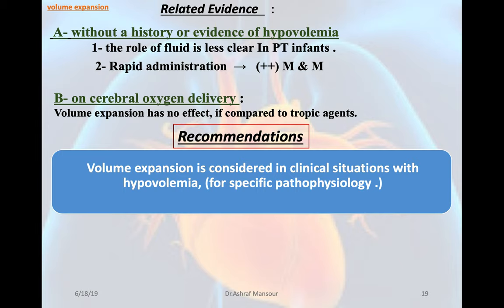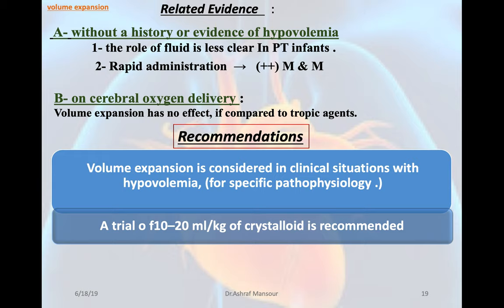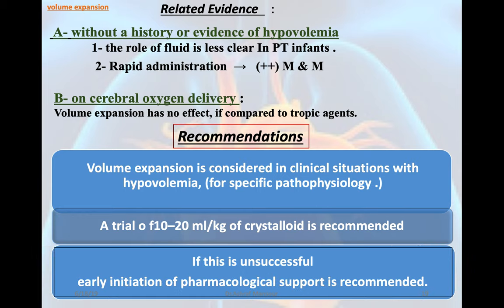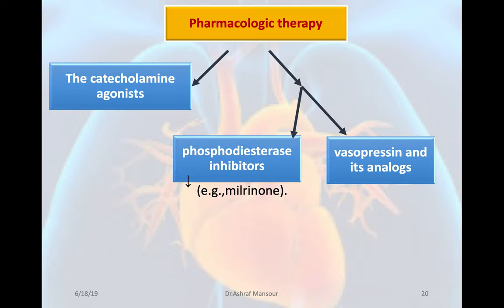Volume expansion is considered in clinical situations with hypovolemia for specific pathophysiology. A trial of 10 to 20 ml of crystalloid is recommended, and if not successful, early initiation of pharmacological support is recommended. This pharmacological therapy will be either the catecholamine agonists, the phosphodiesterase inhibitor, the most important one being milrinone in our unit, and vasopressin and its analogs.